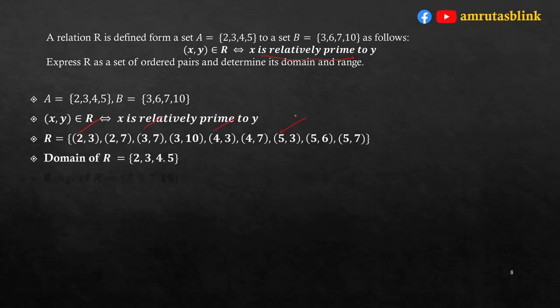Hence, the domain of this relation will be {2, 3, 4, 5}. Similarly, the range of this will be 3, 7, 10, and 6 is also there. So the range will be {3, 6, 7, 10}. Moving to the next problem.